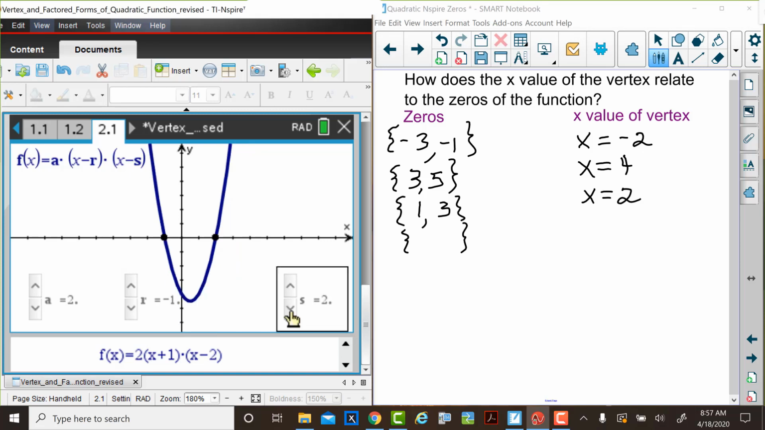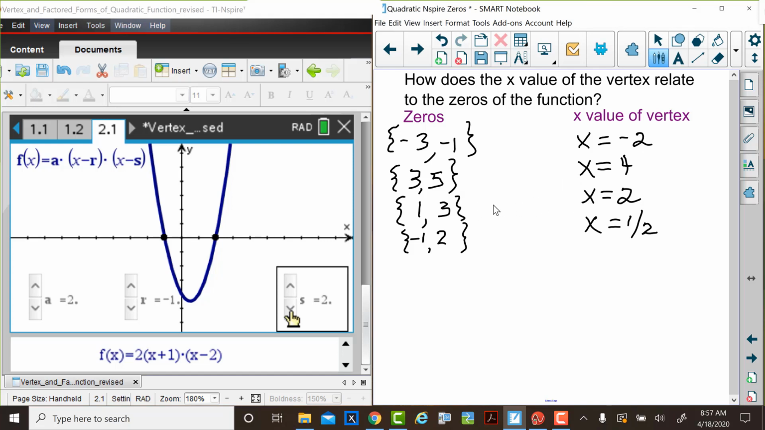Our factors you see below, our zeros are -1 and 2. And now it appears that the x value of the vertex is between 0 and 1, perhaps 1/2. And does 1/2 make sense to you? Perhaps the easiest one to look at first is the 3 and 5 zeros, where the x value of the vertex is 4. With 1 and 3, the x value of the vertex was 2.